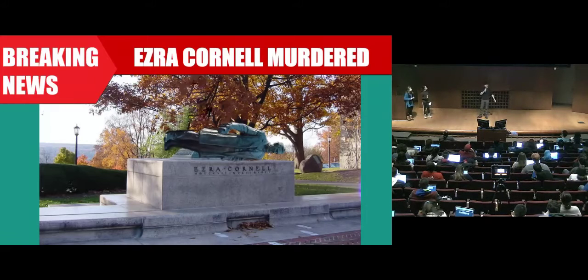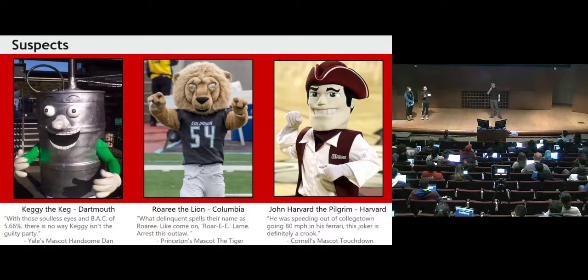Breaking news. Cornell's founder and namesake, Ezra Cornell, was found murdered in the Arts Quad. Who could have committed such a crime? Based on eyewitness reports, we have limited our search to 3 suspects: Keggy the Keg from Dartmouth College, Rory the Lion from Columbia University, and John Harvard the Pilgrim from Harvard University.